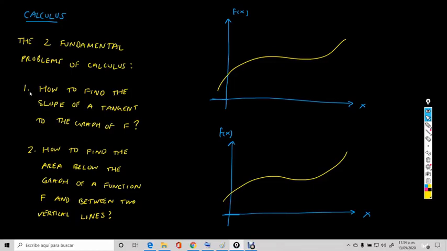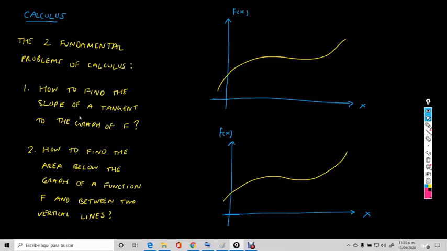The first problem is this: how to find the slope of a tangent to the graph of f, being any function. Okay, let me describe what this problem means with this graph in here. So what do we have here? We have a Cartesian plane and we have the graph of a function. Of course, you have to make believe that the function goes on in both directions. And let me tell you what this problem is about.